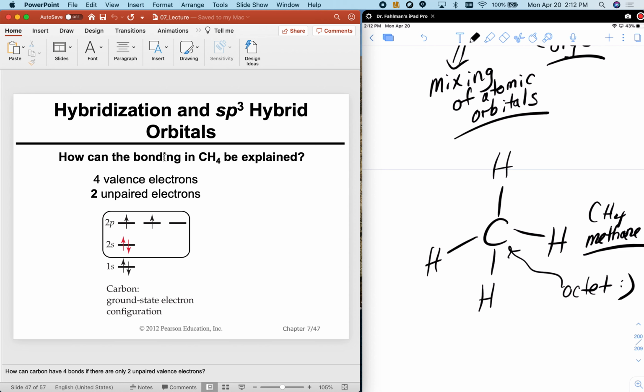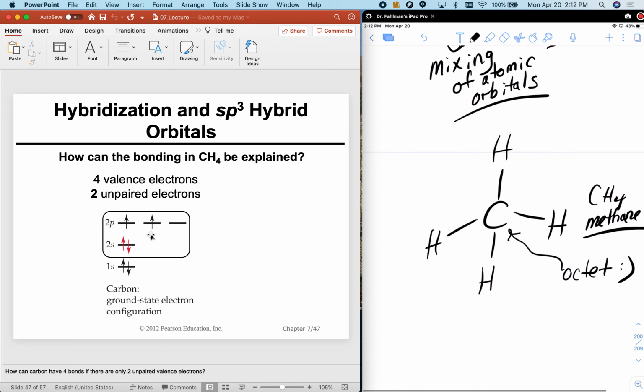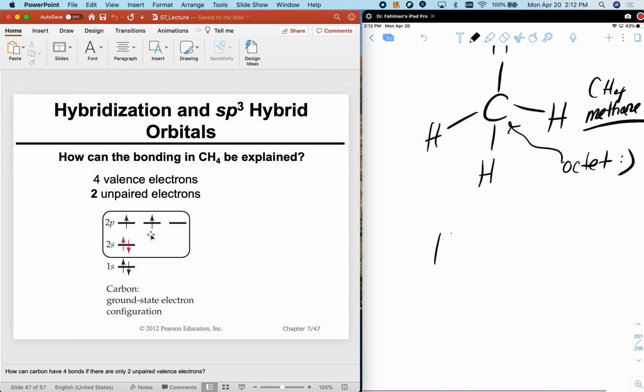How is that possible? This is the electronic configuration of carbon: 1s2, 2s2, 2p2. And so how can you overlap hydrogen with that? Hydrogen, remember, is just 1s1, in other words. So how can you form four bonds if you only have two electrons that are unpaired?